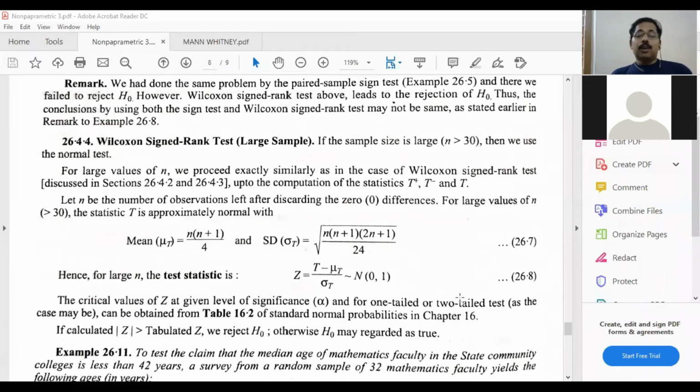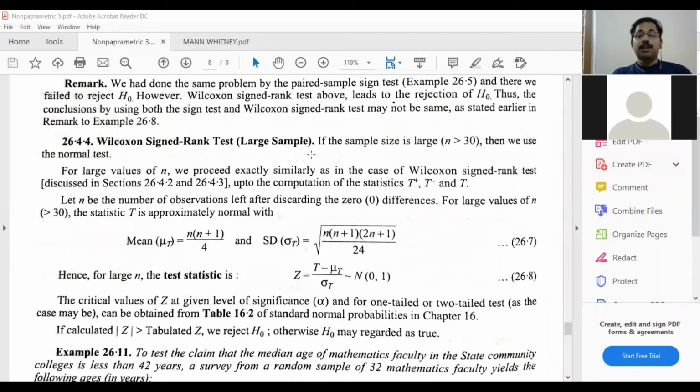So for a large number of observations, after discarding zeros, that means you subtract the given value from the observations and check the plus and minus signs, including the zero signs. You subtract the zero signs from the total size, and that size is called the sample size. Suppose this sample size is large, then we follow some normality assumptions for our test statistic T.